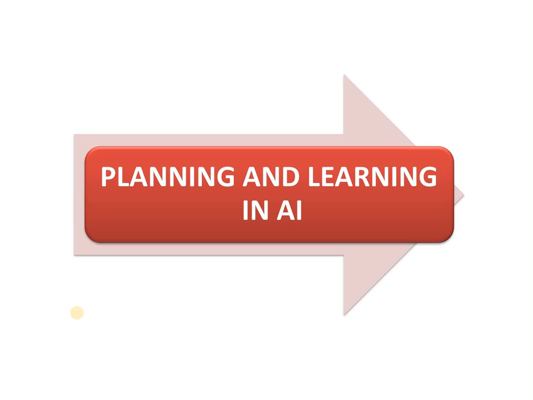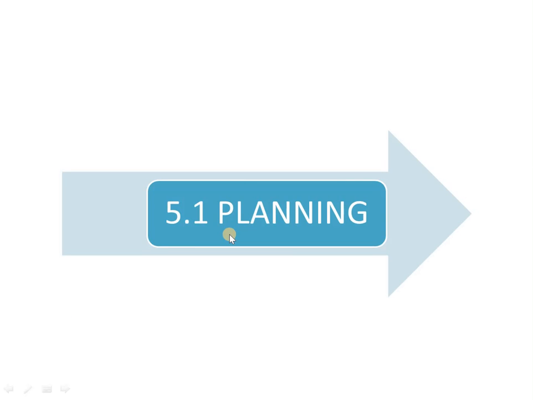Hello, my dear students. Today we are moving on to the fifth module, that is planning and learning in AI. So first we are considering planning. For solving an AI problem, we use some basic problem solving strategies, that is control strategies, and represent them using any of the knowledge representation techniques. And we have studied control strategies in second module, and we have learned the knowledge representation technique like first order predicate logic.